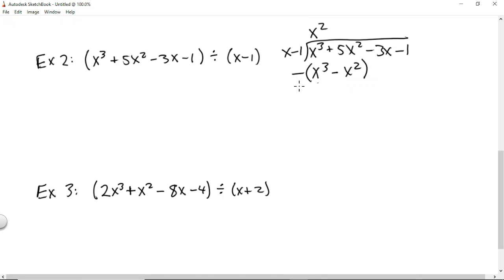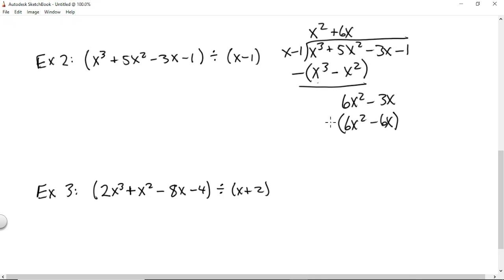So we subtract. So the x cubed minus the x cubed is 0. 5x squared minus a negative x squared. That's 6x squared, right? Okay. And then we bring down minus 3x. We say, how many times does x go into that? That's 6x. Multiply that 6x times our x minus 1. That's 6x squared minus 6x. This matches this, so we did it right.